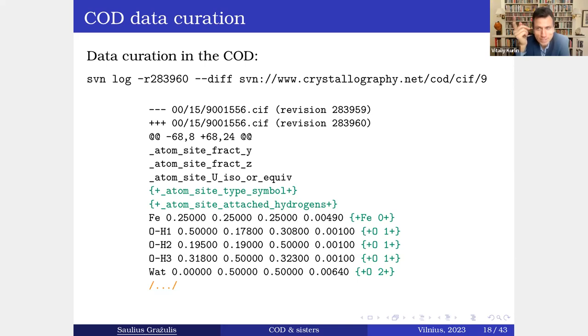So this "wat" refers to the oxygen atom in a water molecule? Indeed. So this is an oxygen atom, and since this is water, we know that there are two more hydrogens attached to it. So it's not 6 but 8 electrons at that point, but we don't know exactly where these hydrogens are. And maybe they are even disordered, so the water molecule can rotate on that site.